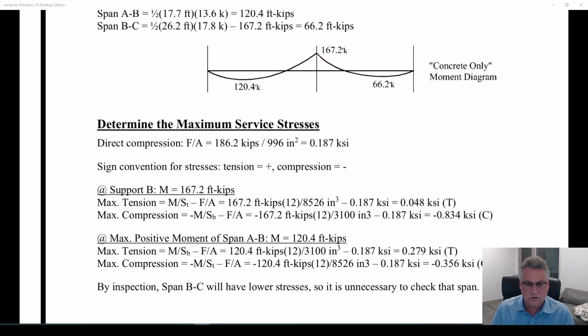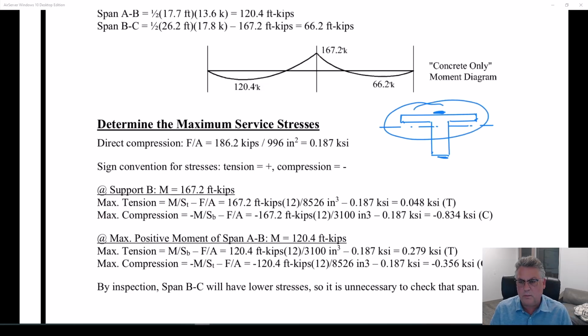In T-beam construction, the difference is that section modulus. The section modulus to the bottom of the beam is usually going to be, or always in a T-beam, going to be a smaller number than the section modulus to the top. The section modulus to the top, where all the beef of the beam is.